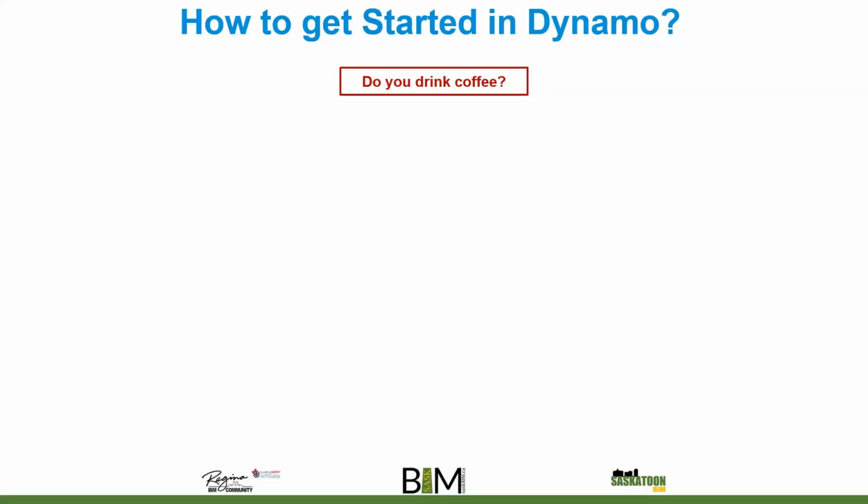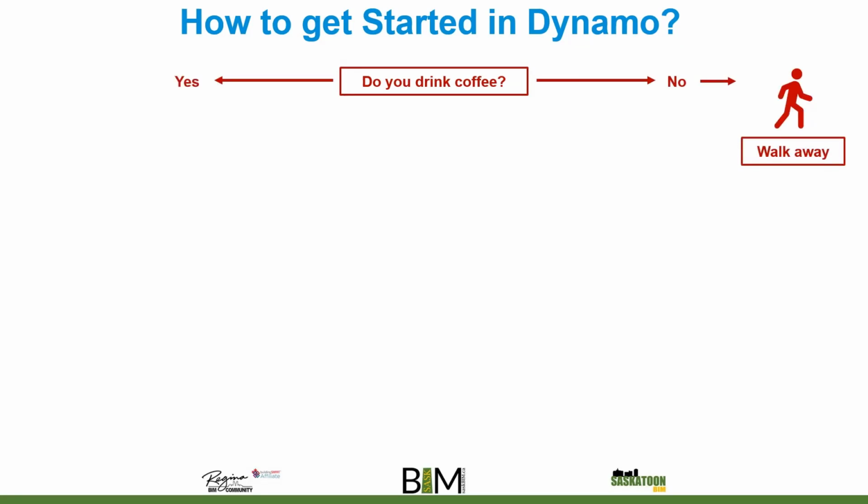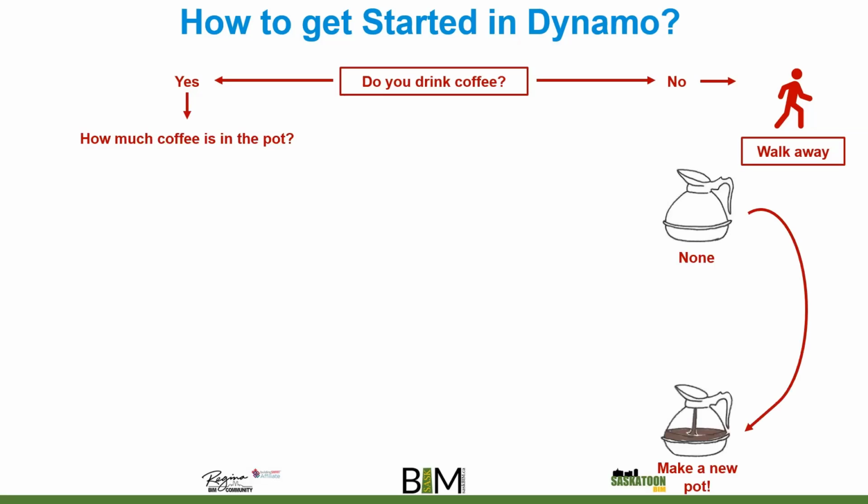But the idea is, do you drink coffee? Well, if the answer is no, easy, we're done, move on. But if you do drink coffee, how much coffee is in that pot? Remember, we have to think about every single step, and when we're programming, whether it's visual or not, we have to accommodate for every step, every possible outcome. So there's none. Well, that's easy enough. We know we make a new pot. We're off to the races.